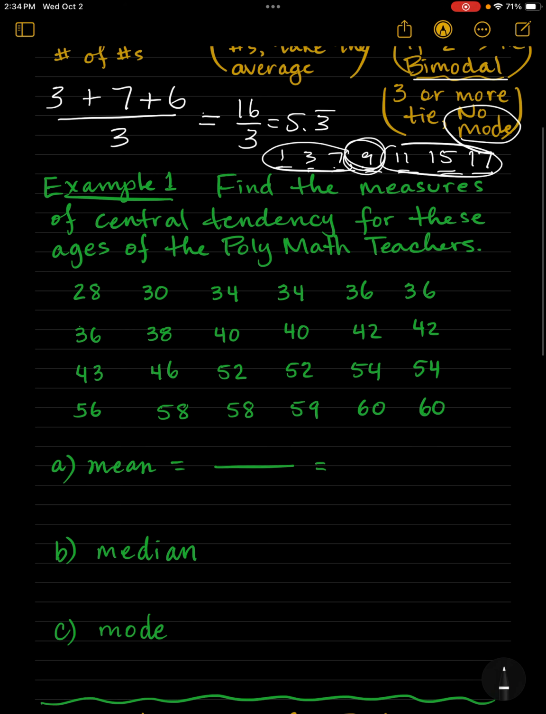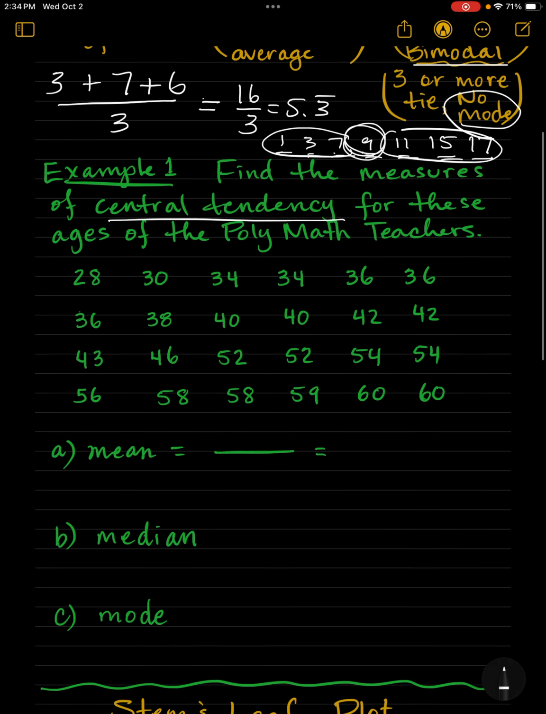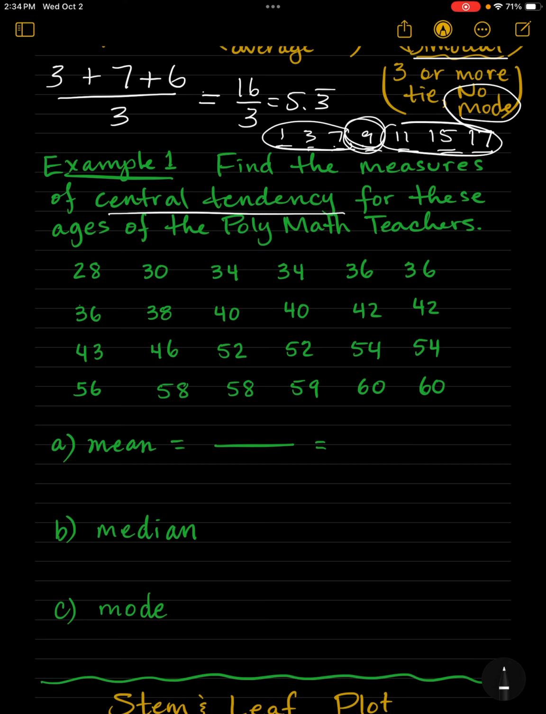Let's find the measures of central tendency for these ages of the Poly High School math teachers. Really, I didn't know their ages. I just guessed at how old they look. Okay, so if we have these numbers, by the way, there's 6 by 4, so that's 24 total. And then we add those ages up. I've added those numbers for you. All 24 of those numbers combined is 1,088.